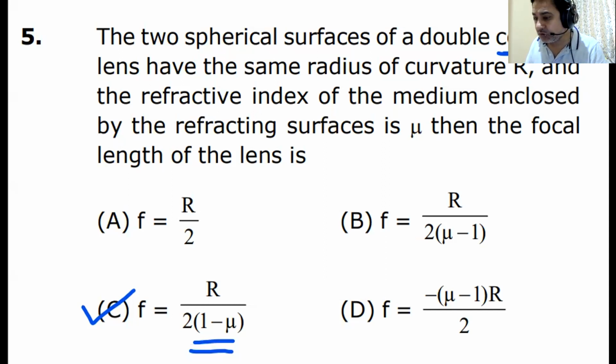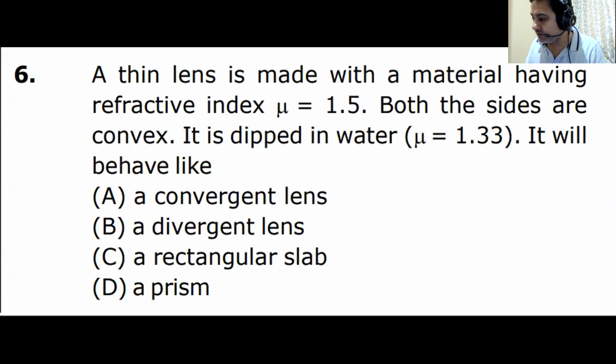That takes us to the next question, and this is question number 6. A thin lens is made with a material having refractive index mu 1.5. Both the sides are convex. We are talking about air. It is dipped in water whose refractive index is 1.33. It will behave like A, B, C, D. If you remember what I have told you, you should be able to give me the answer. Now, what is the answer?